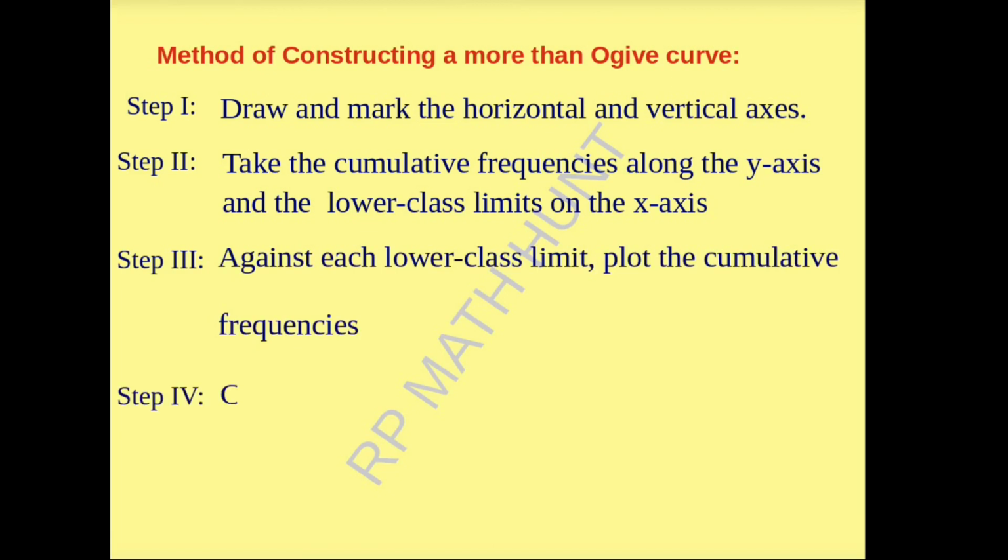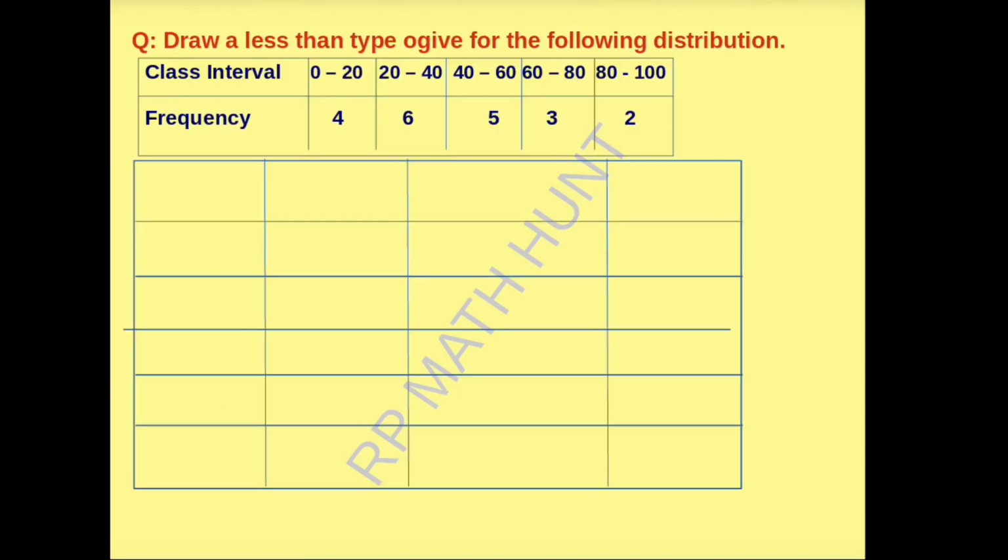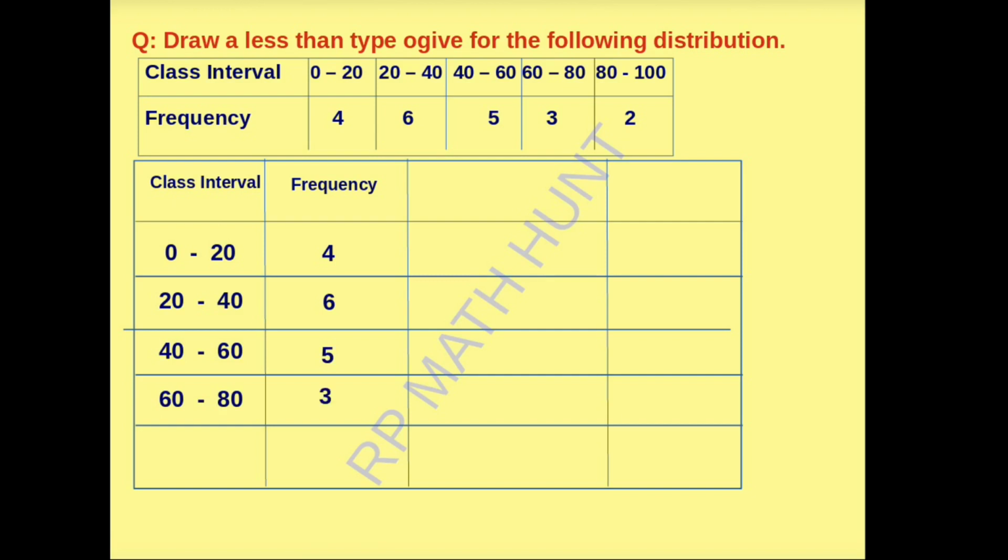Now observe, my dear children, on the board. One table is seen. It asks us to draw a less than type ogive. What do we have to do? We have to add two more columns to it. Class interval, frequency: 0-20, 4; 20-40, 6; 40-60, 5; 60-80, 3; 80-100, 2.